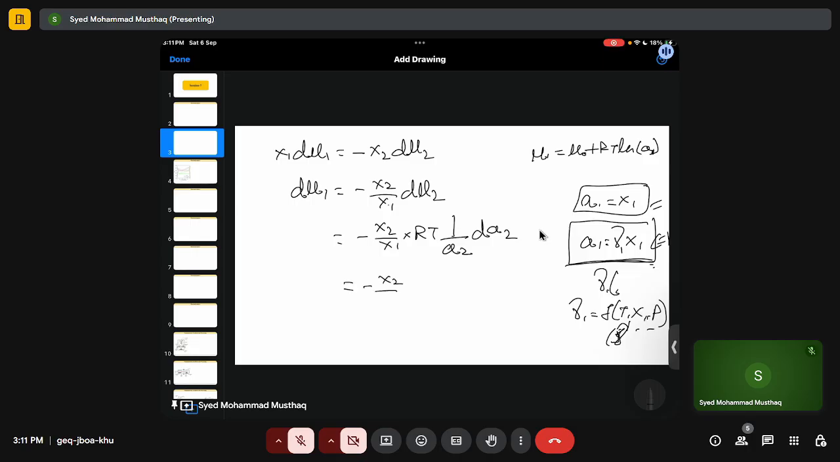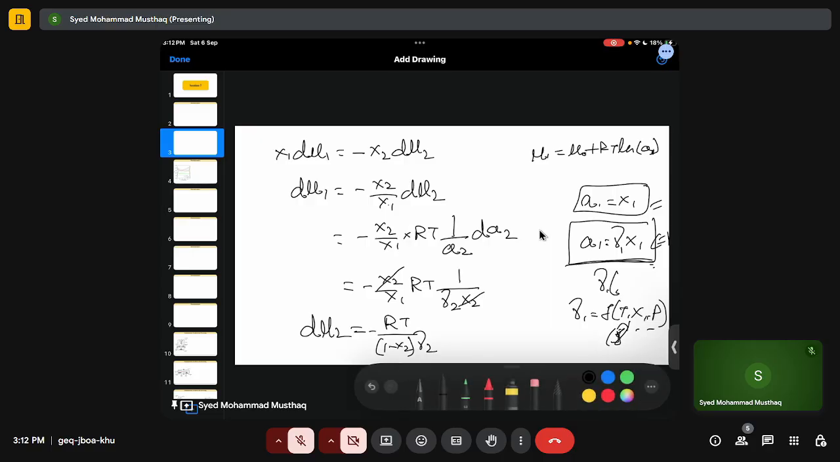x2 upon x1 RT. What is 1 by a2? It is the activity coefficient of 2 times x2. These two will get cancelled. Then all I have is minus RT upon 1 minus x2, which is d mu.